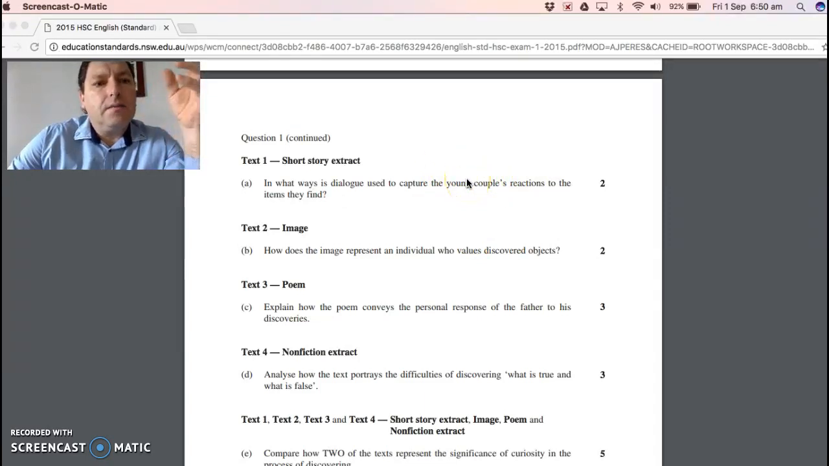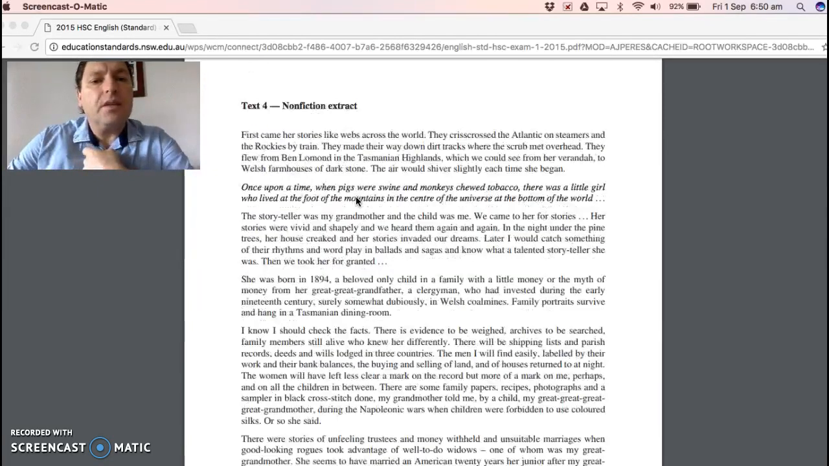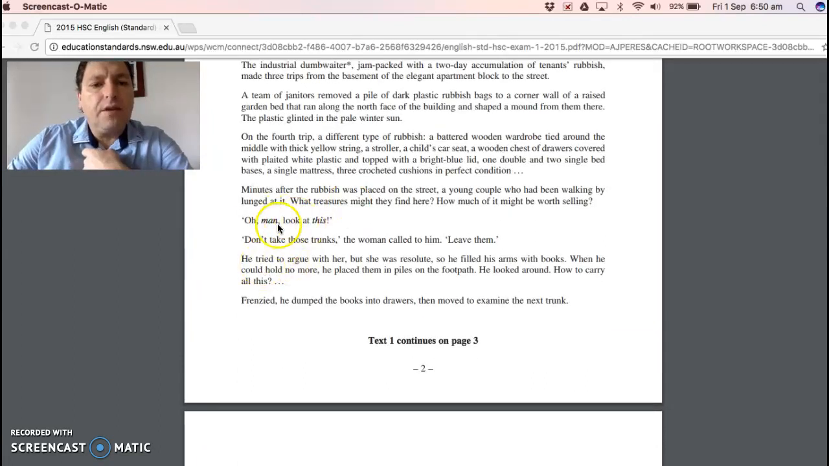That talks to what they're after, because if it's a young couple's reaction to 2 items they find, they're going to be excited by discoveries or fearful of discoveries. If it's an old couple, discovery is going to be reminiscence. So that's what we need to look for. So we go back here. Okay, we're after dialogue. The first bit of dialogue starts here. "Oh man, look at this!" Exclamation mark. Or as Chris Lowe calls it, something different than that, but so be it.